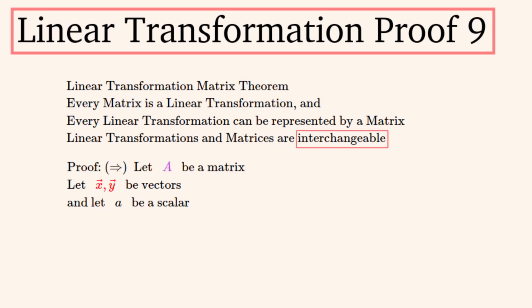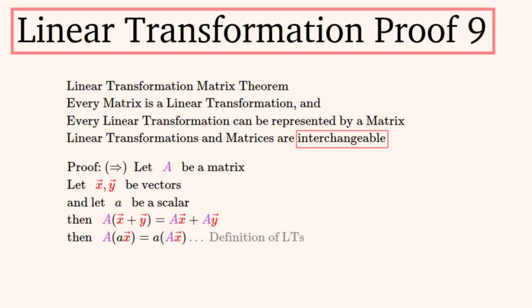So now to start this proof, we'll define all of these things here, and do the proof in the first direction, that every matrix is a linear transformation. So we'll define all of these variables. We'll show that matrices satisfy the two conditions necessary to be linear transformations. They firstly satisfy this addition property, and then they satisfy this multiplication property. So now we've proven the first part, that every matrix is a linear transformation.